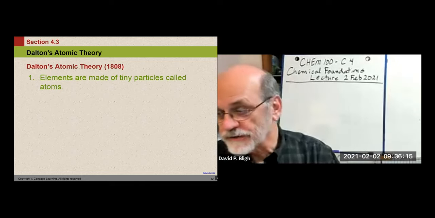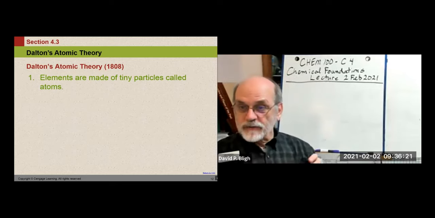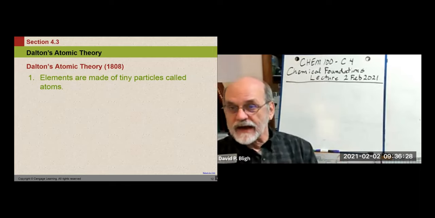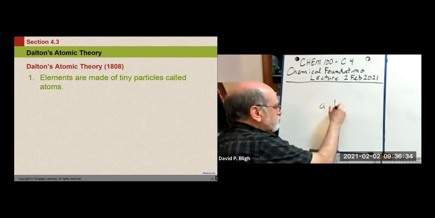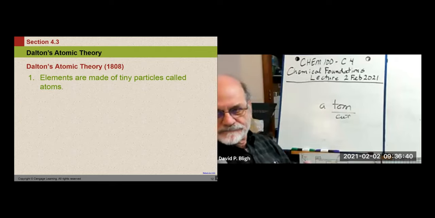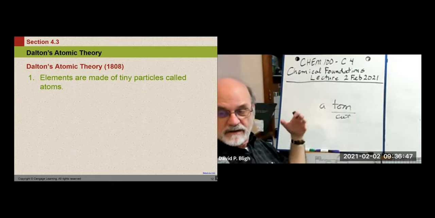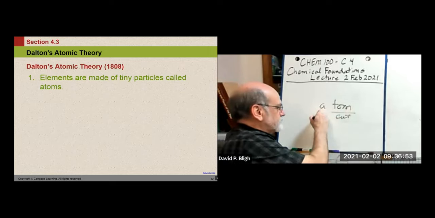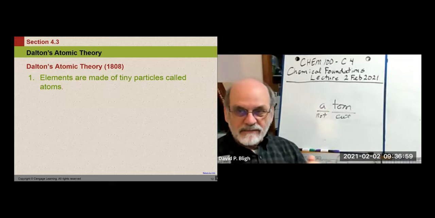Now, that was not an original thought for Dalton. He actually borrowed that thought from the ancient Greeks. The ancient Greeks believed that everything was made up of tiny particles called atoms. And that's why they named them atoms. That means to cut or divide. And this means not. Prefix A in front of any word in the Greek means it's not what the word says. It's opposite. So what that means is these particles could not be cut. They can't be made any smaller.